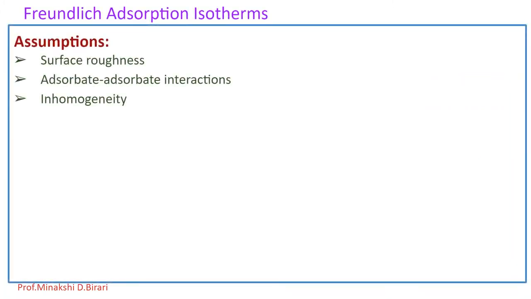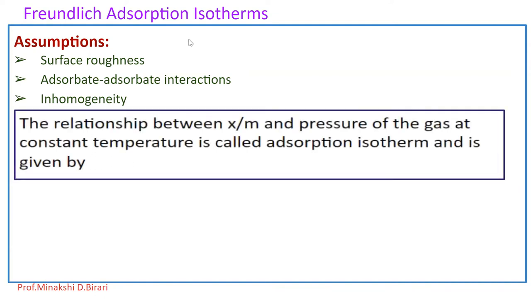Freundlich adsorption isotherm is based upon the following assumptions. These are surface roughness, also related to adsorbate-adsorbate interactions, and inhomogeneity. So these are three important assumptions related to Freundlich adsorption isotherm. The relationship between x/m and pressure of the gas at constant temperature is called adsorption isotherm and is given by the equation x/m = k p^(1/n), where n is greater than 1.